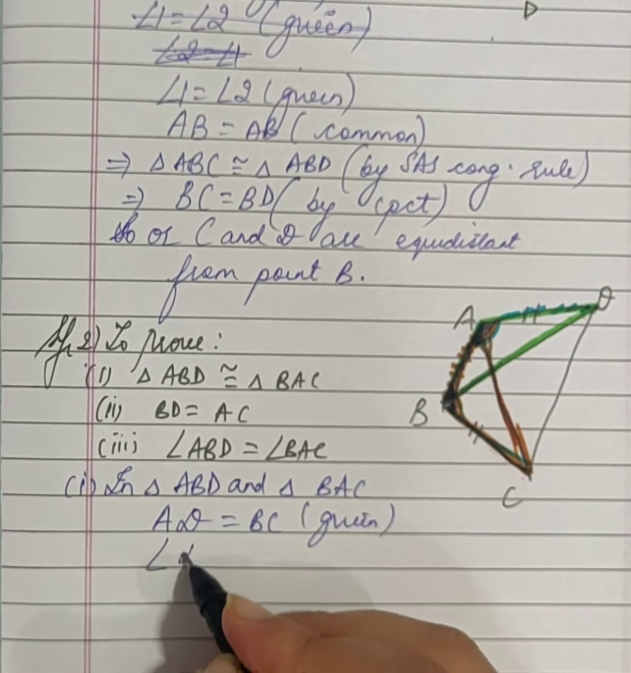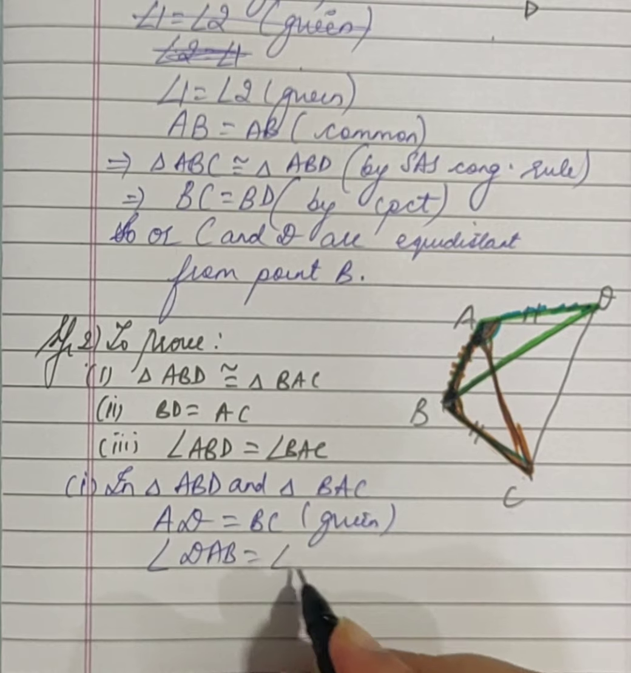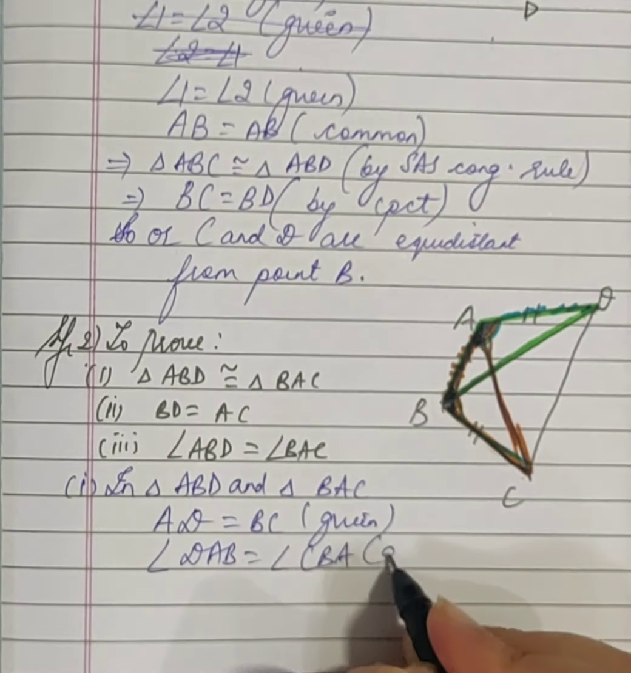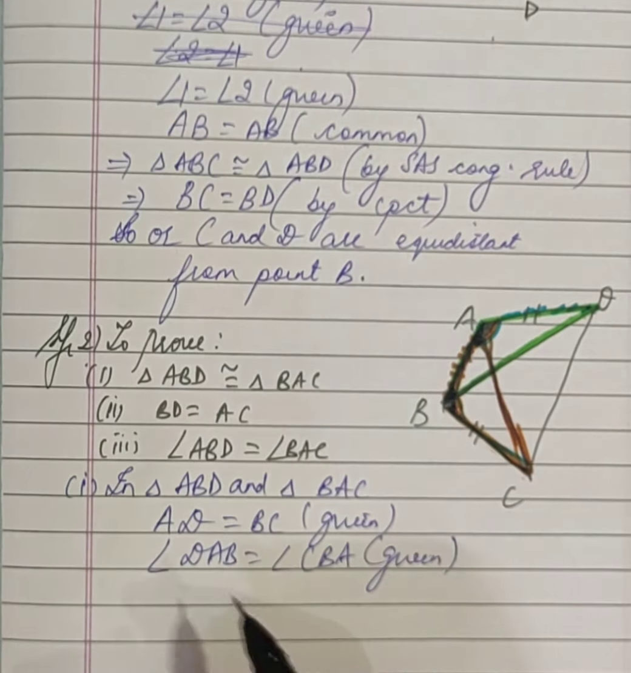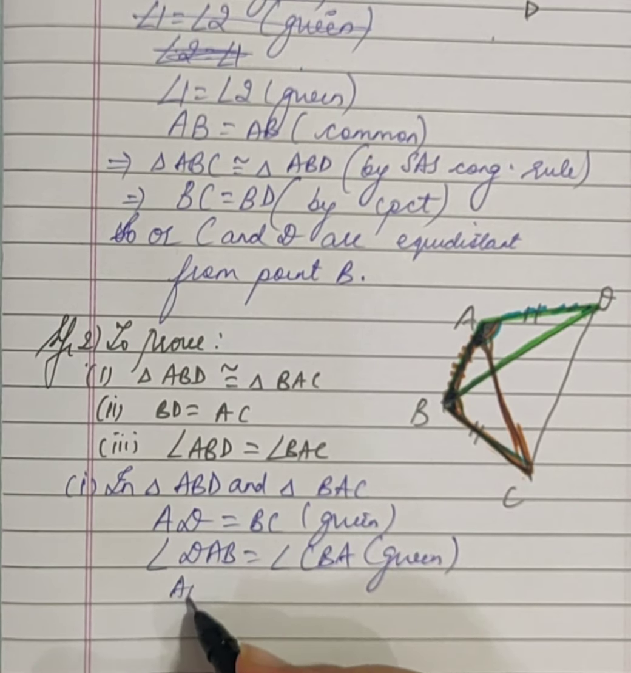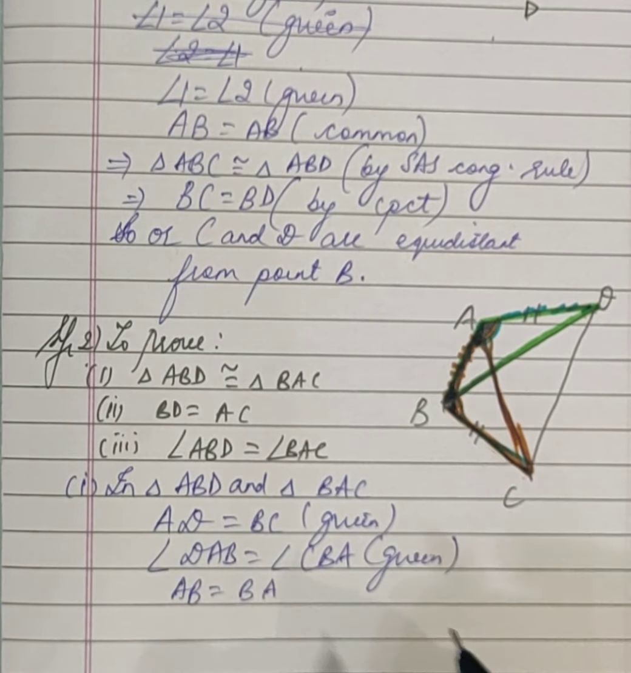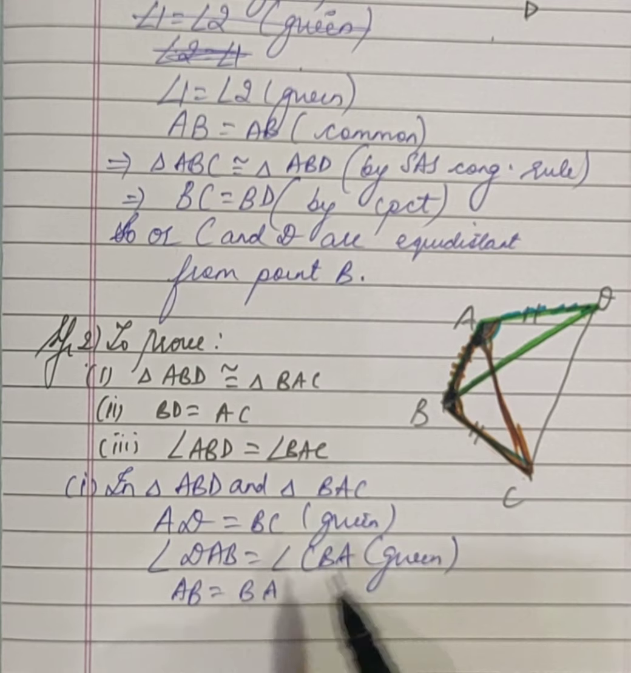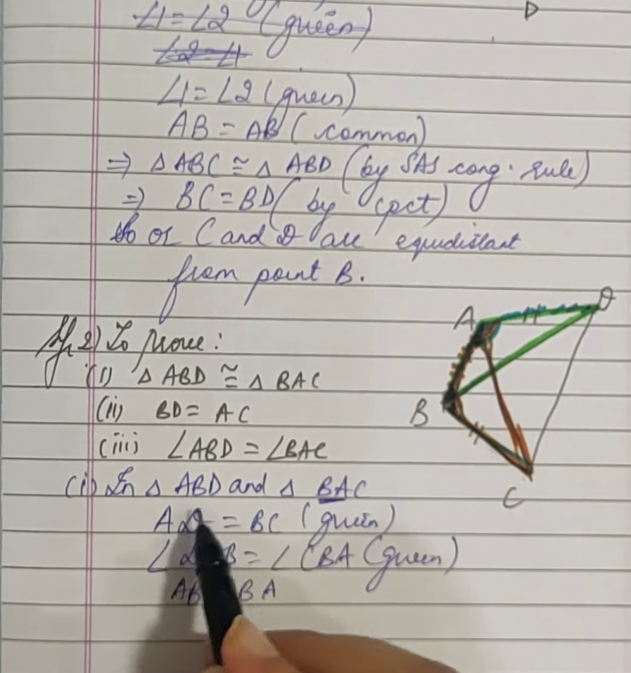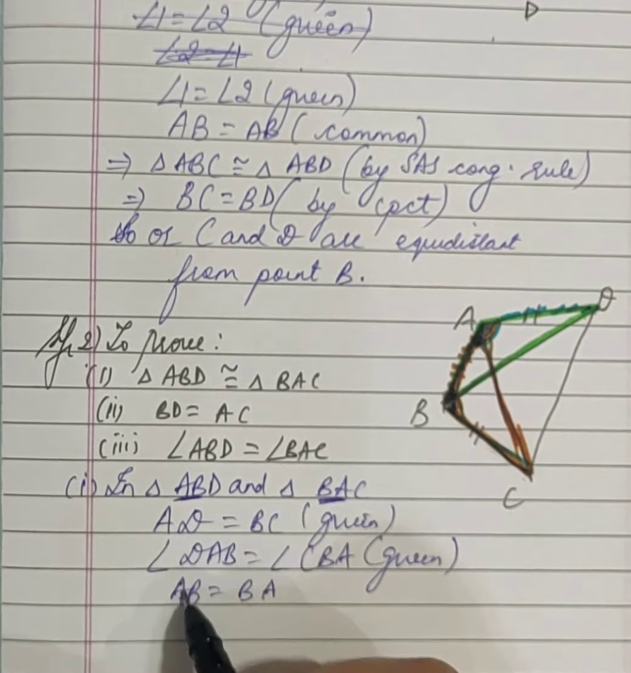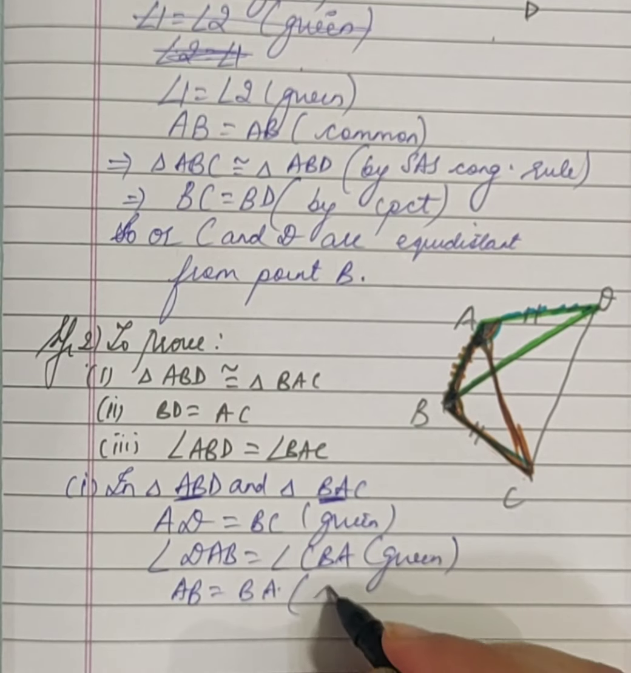Angle DAB is equal to angle CBA. Why? This is also given. And the third condition is AB is equal to BA. See, I did not write AB here. Why? Because this is BA. This is AB and this is BA. So as it is, I have written. Why? This is common.